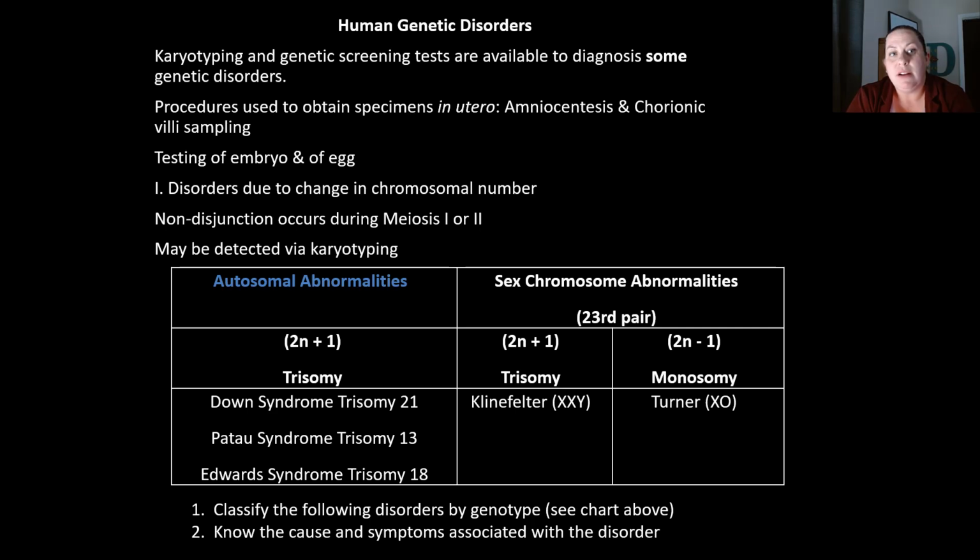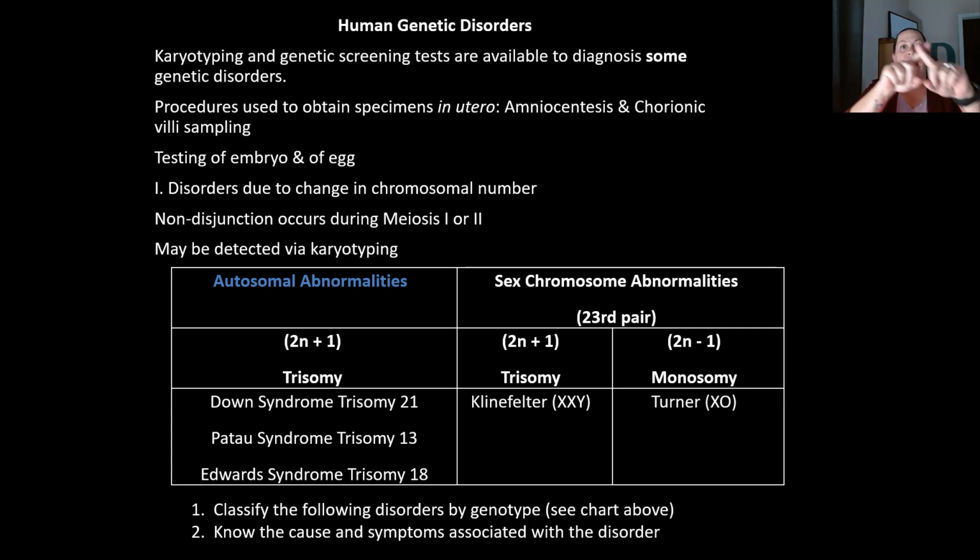And so this first little part's going to look at the non-disjunction that occurs in meiosis 1 and 2. And this is where the chromosome number is going to be abnormal. The chromosomes are supposed to separate in anaphase, where one goes into each direction. But in this case, non-disjunction happens where the whole chromosome, both sets, go to one egg or sperm, and the other egg or sperm is left empty for that trait.